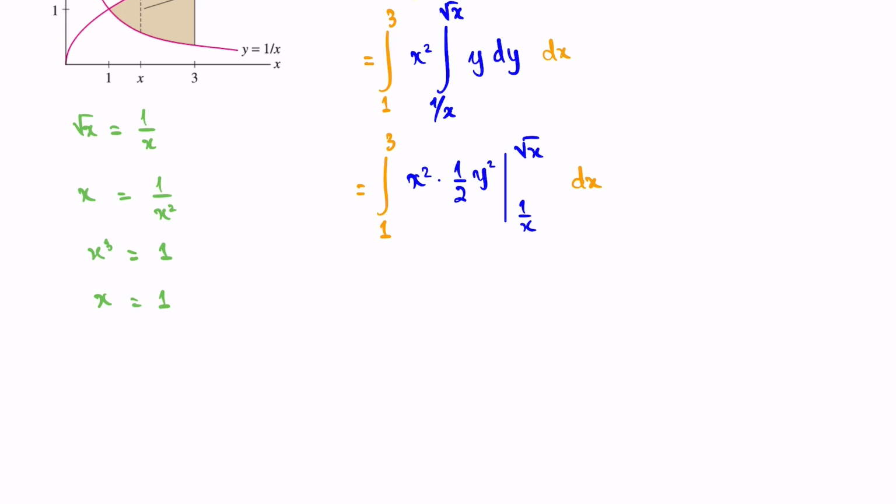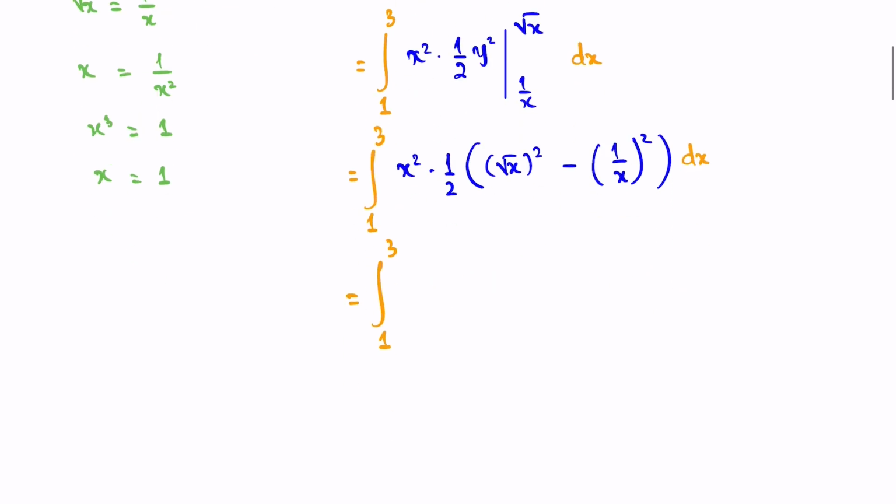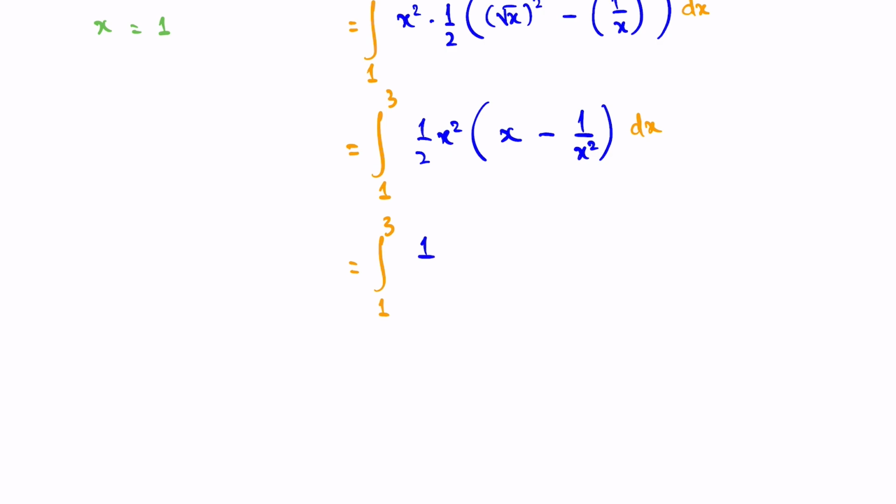So we evaluate the function at square root of x and 1 over x. We get the integral from 1 to 3 of x squared times 1/2 times square root of x squared minus 1 over x all squared, dx. We simplify the integral further as follows. You have 1/2 x squared times x minus 1 over x squared, dx. Next, I'm going to distribute x squared into the parentheses, and I get the integral from 1 to 3 of 1/2 times x cubed minus 1/2.